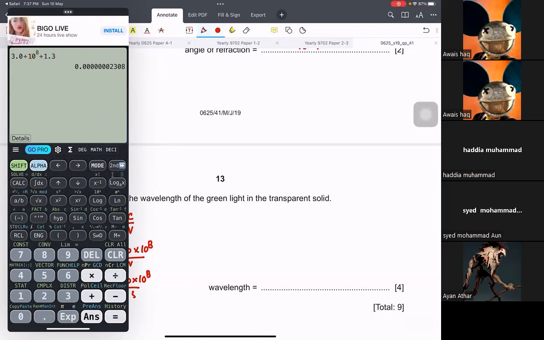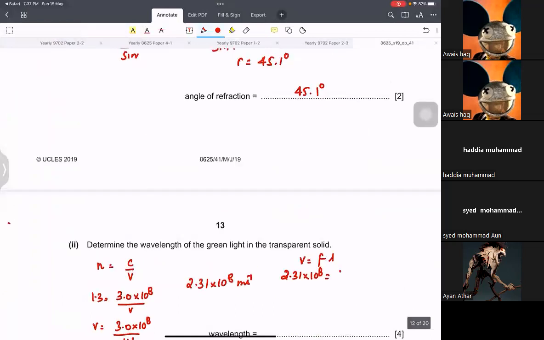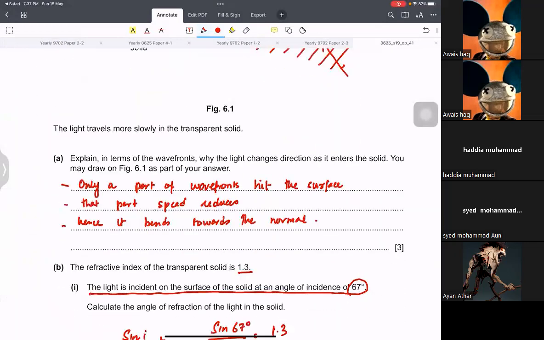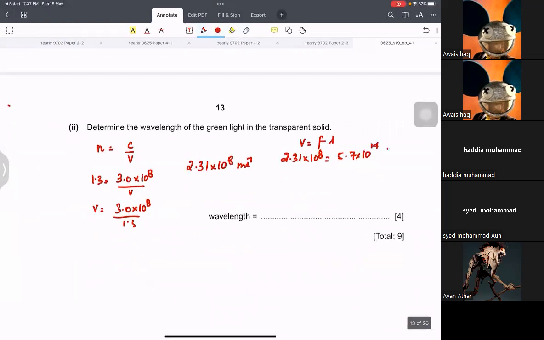Oh, I had to multiply it, sorry. Okay, so that's 2.31 times 10 raised to 8. Now we use v equals f lambda. We have the new speed. The frequency remains the same, 5.7, 7, I think. 14. My bad. Times lambda.